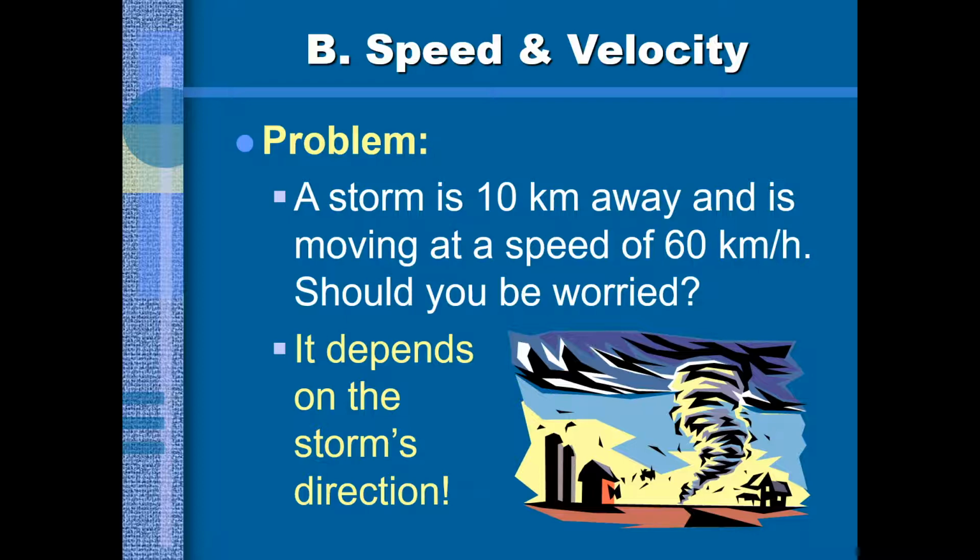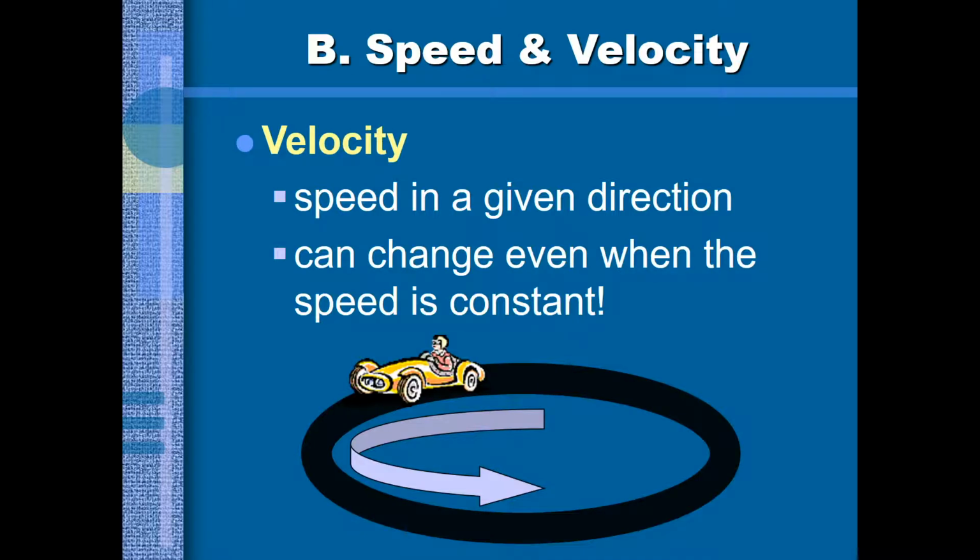So, this is the difference between speed and velocity. Again, I put the PowerPoints online. But velocity is speed in a given direction. So velocity includes speed and a direction. Note that you can be going 55 miles an hour in a circle. Your speed would be constant, a constant 55 miles an hour, but your velocity would be changing because you are changing direction. So you can change your velocity by either changing your speed or your direction. So it can change even when speed is constant. That is the distinction between speed and velocity.